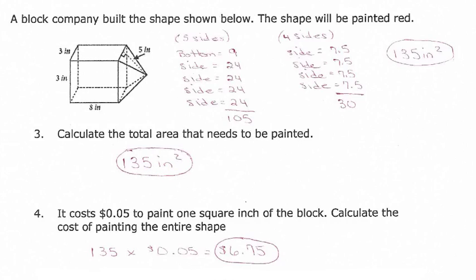Question 4. It costs 5 cents to paint 1 square inch of the block. Calculate the cost of painting the entire shape. So you take the amount of the surface area for problem number 3 and multiply it by 5 cents, and it's going to cost you $6.75.